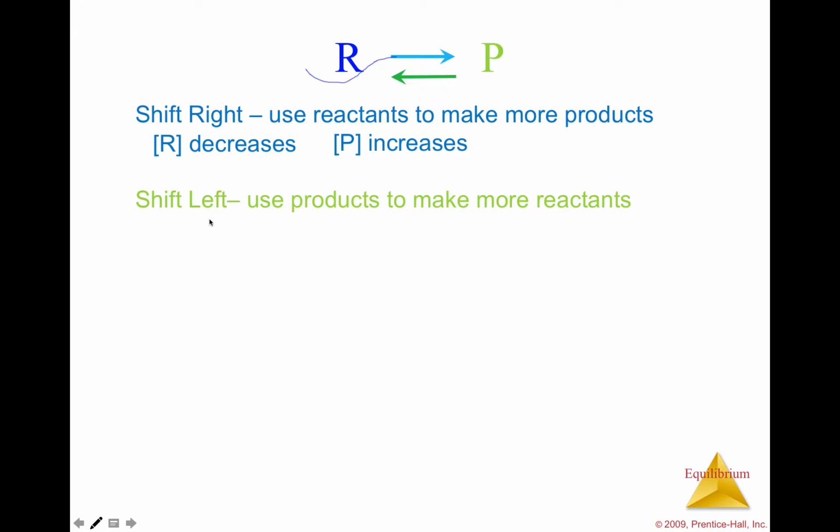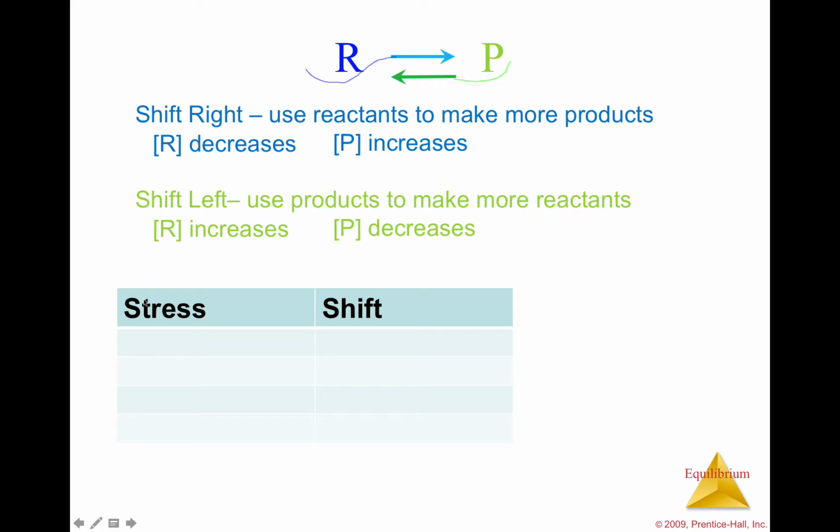A left shift: use products to make more reactants. So I'm going in this direction. I'm going to use up my products to make more reactants. So if I'm shifting to the left, what happens to the concentration of reactants? You're making more reactants, so the concentration of reactants will increase. What happens to the concentration of products? I'm shifting left, so my concentration of products decreases. So these are definitions, terms, and concepts that we need to know and remember.